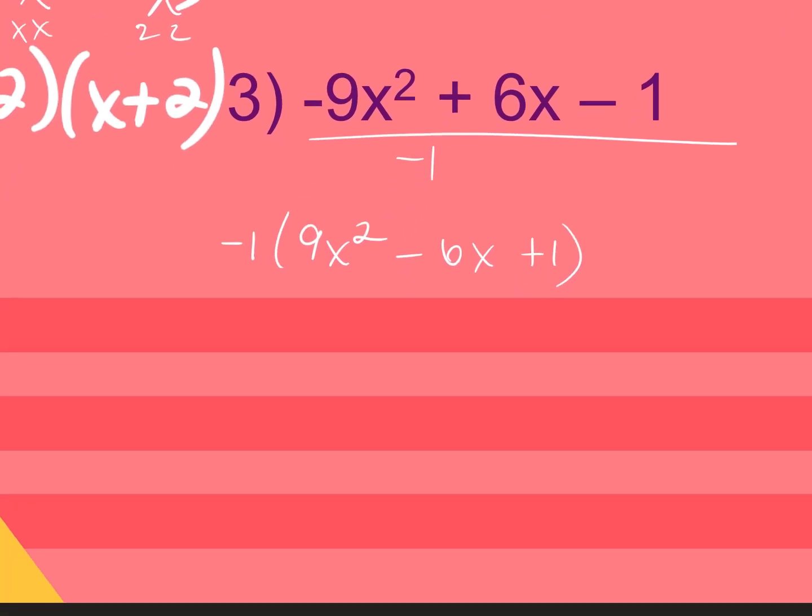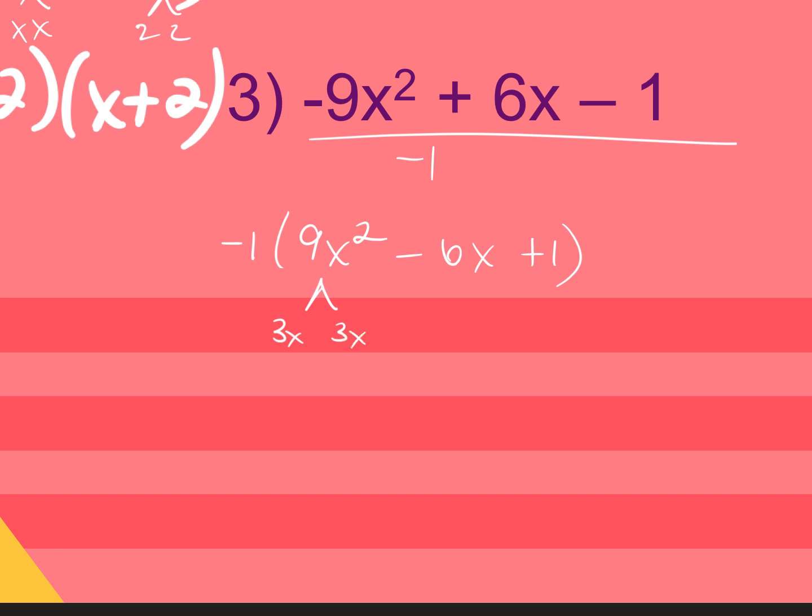9x squared minus 6x plus 1. Is this a perfect trinomial of some sort? Is it? Ariana, you're saying yes? Okay. What times what is going to give me 9x squared? 3x and 3x.